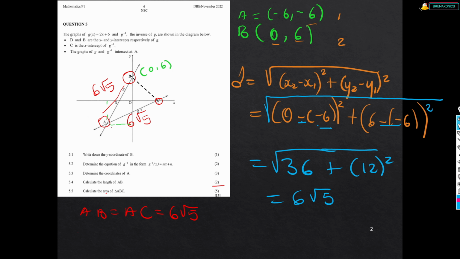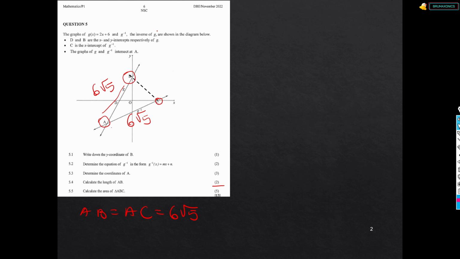So calculate the area of ABC. Now we have 5 marks that says calculate the area of what? ABC. So I'm going to teach you how you can get the area of a triangle without any height. As long as you have all the sides, you should be able to get it, right? So remember the equation. I'm going to write down the equation here.